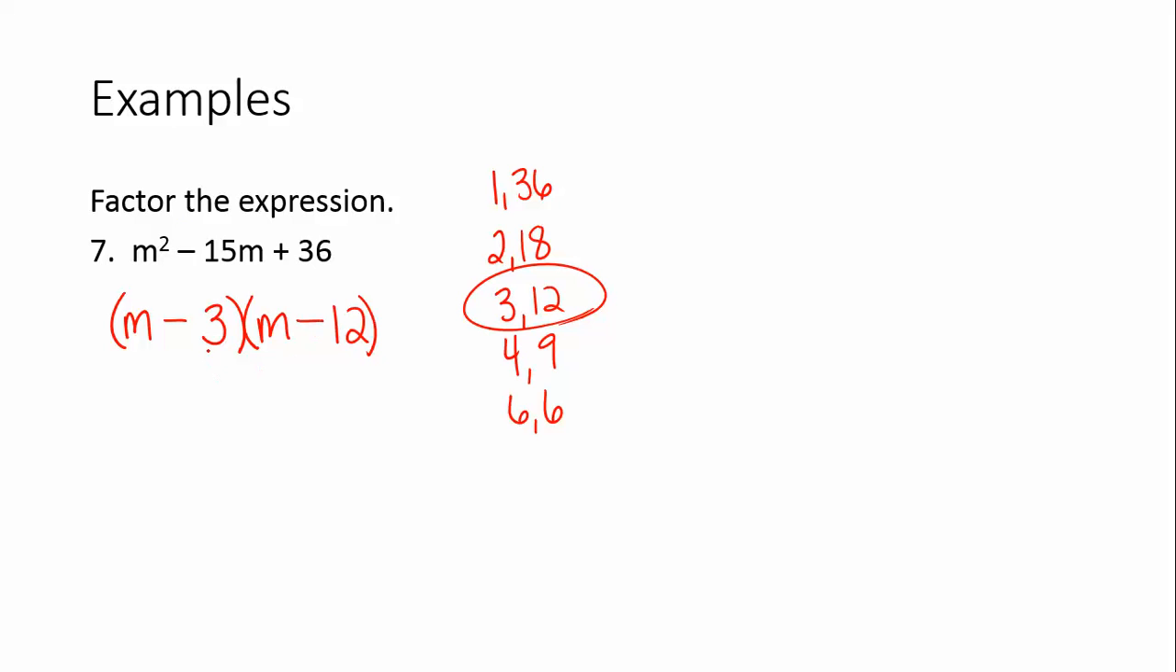This gives you a negative or minus 3m. The outside terms give you a negative or a minus 12m. Negative 3 and negative 12 is negative 15m. So I do get this middle term back.